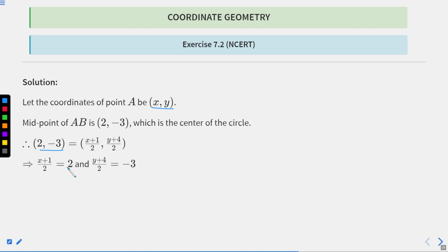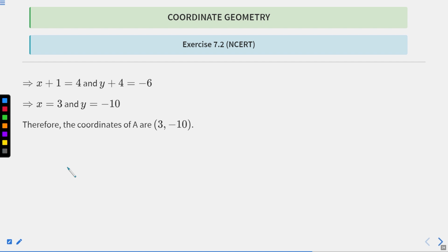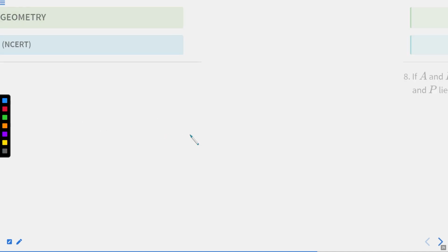It implies (x + 1)/2 = 2 and (y + 4)/2 = -3. If we simplify this, we will get the values of x and y. So x = 3 and y = -10. Therefore the coordinates of A are (3, -10). This is our final answer. Now let us move to the next question.